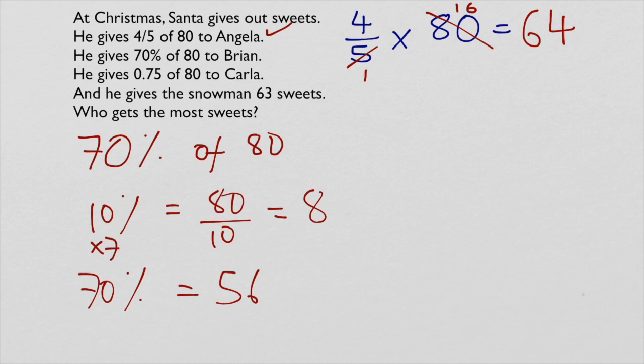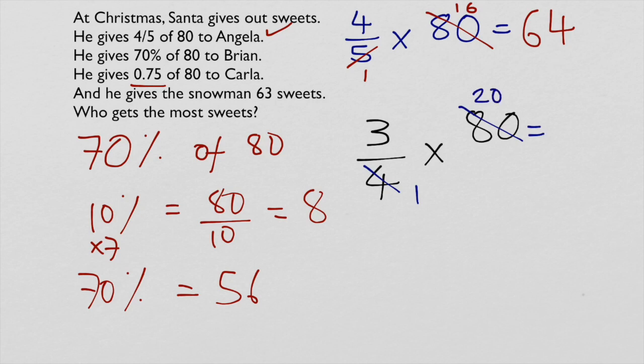And next one, Carla. She has 0.75 of 80. When there's a decimal like this, I'm going to turn that into a fraction, and 0.75 is the same as 3/4. And just like the first one, I'll look at the denominator. 4s into 4 go once, 4s into 80 go 20. So then I can just multiply 3 times 20, which equals 60. And we know the snowman has 63 sweets.